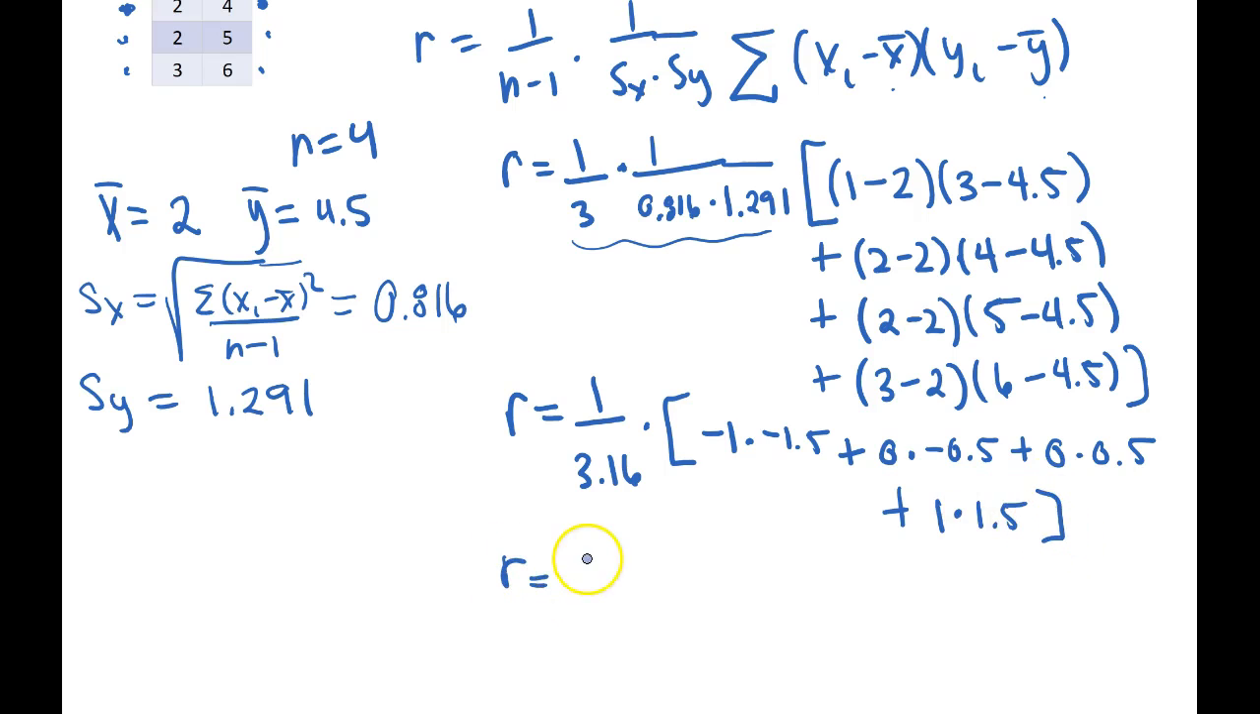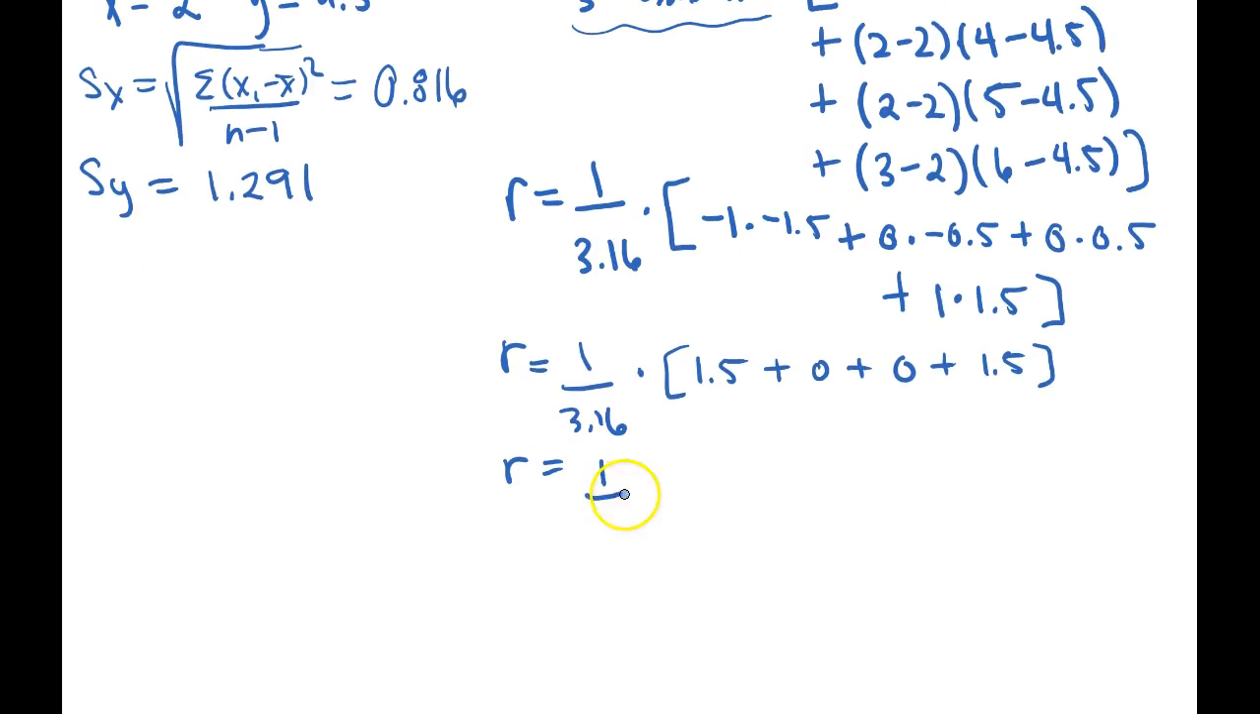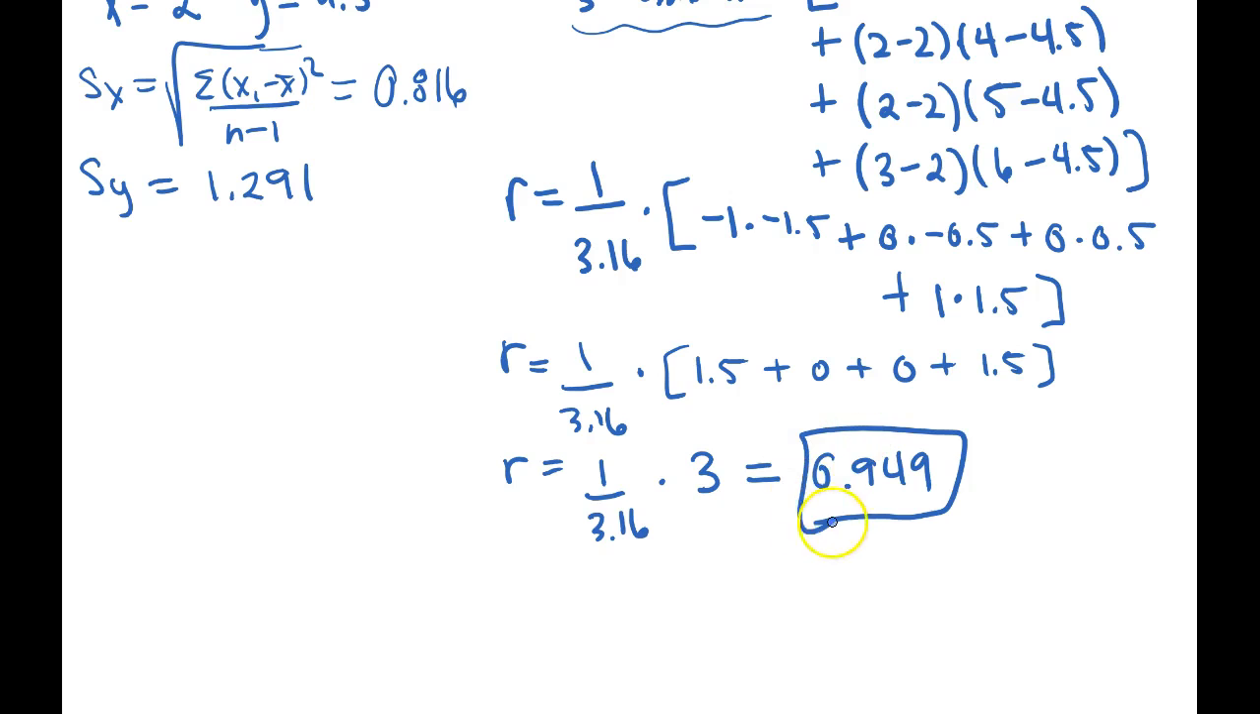All right, so adding those all together, we get 1 over 3.16 multiplied by negative 1 times negative 1.5, which is equal to 1.5, plus 0, plus another 0, plus 1.5. So R is equal to 1 over 3.16 times 3, which is equal to 0.949. So this is a really large correlation. This is a strong relationship.